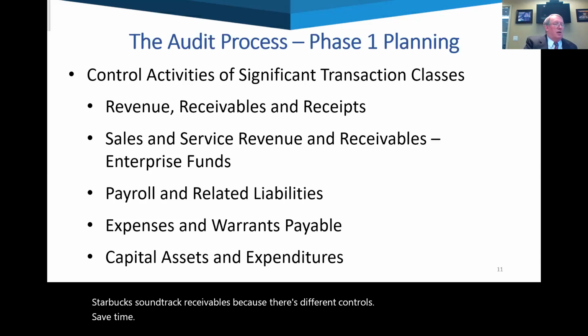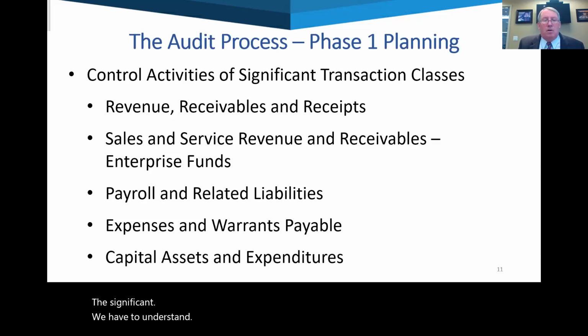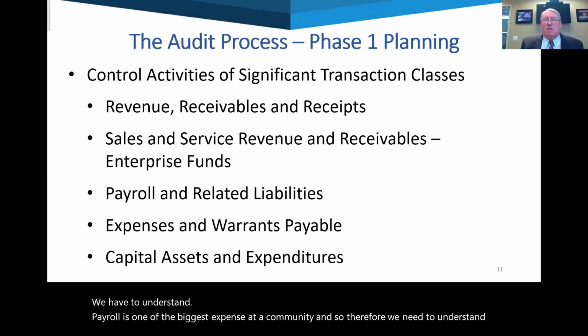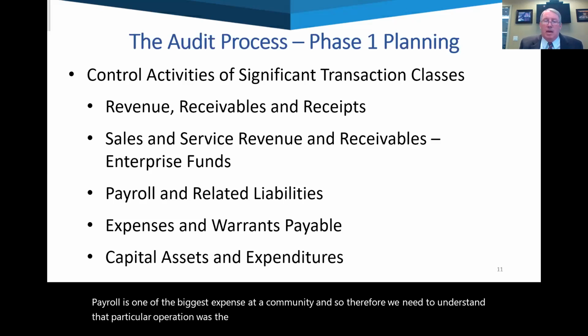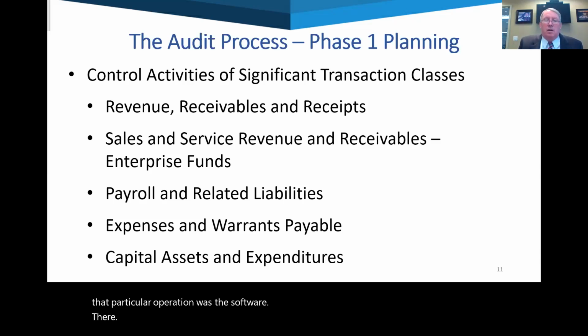Other significant control: payroll and related liabilities. Do you do payroll internally? We'd have to understand that. Or do you hire an outside vendor to do that? Payroll is one of the biggest expenses at a community, and therefore we need to understand that particular operation. What's the software that's being used? How's it related? How are you paying your tax liabilities? All of those checklists are designed to give us an indication of how they occur, and who actually does the payroll, the timesheets from the department all the way through.